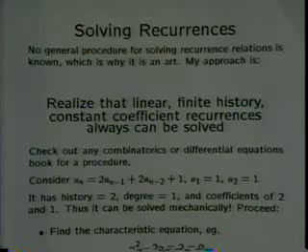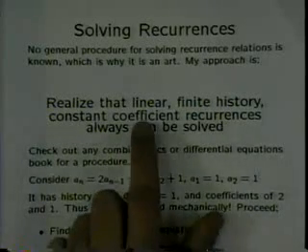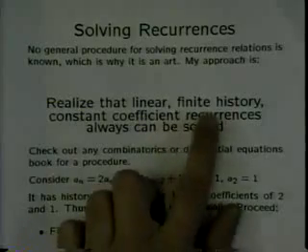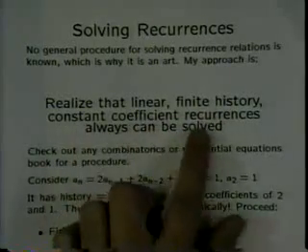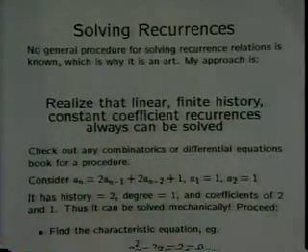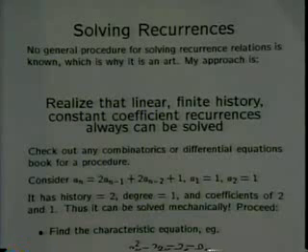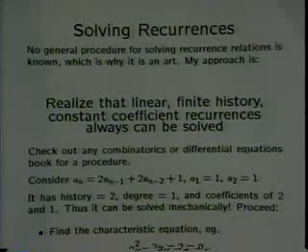The case that is most famous and comes up most often is what we call linear, finite history, constant coefficient recurrence relations. If you took a course in differential equations, you probably learned this when you studied difference equations. If you took a course in combinatorics, you almost certainly went through how to solve this. It's these kinds of equations.